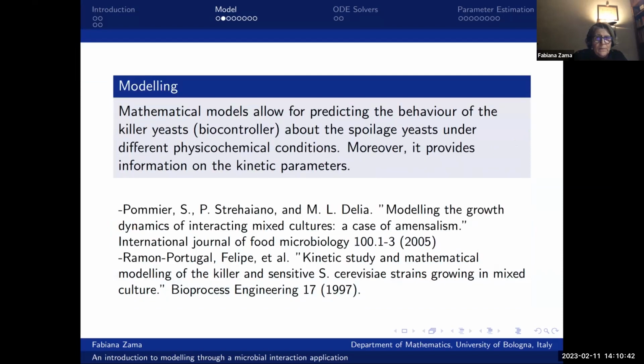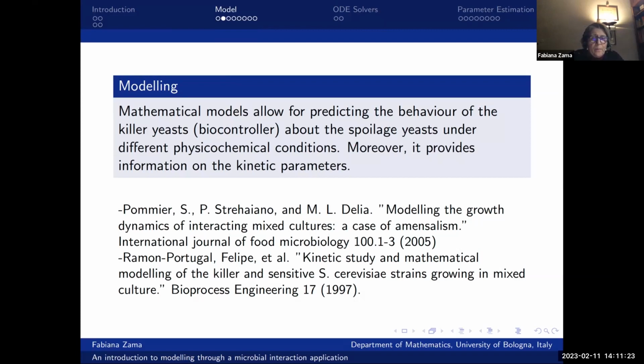And actually, from a mathematical point of view, the idea is that if we build a good mathematical model, we can predict the behavior of the killer yeasts, and moreover, we have to find which is the optimal quantity of killer yeasts that we need to control the spoilage yeasts in the smallest possible time, introducing the minimum quantity of killers in order to get a control and to kill the spoilage yeasts.